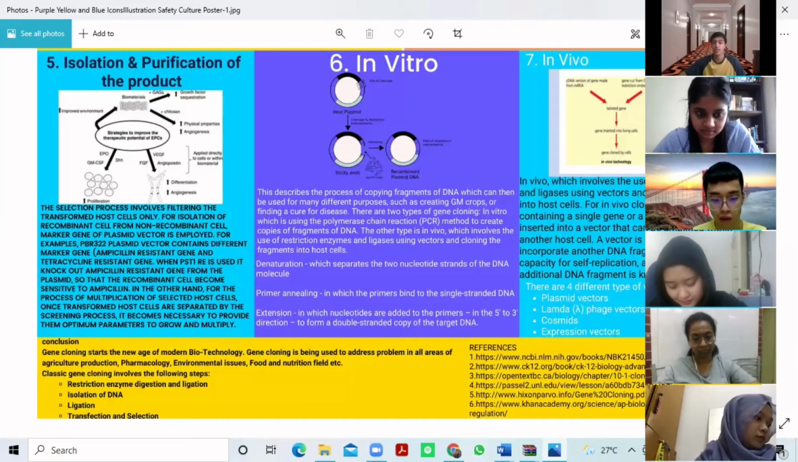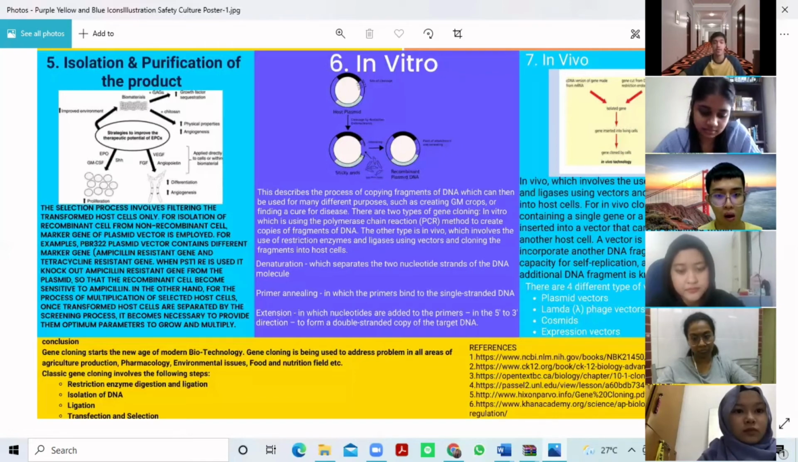This whole cycle involves the repetition of three main steps, which are firstly denaturation, which separates the two nucleotide strands of the DNA molecule. The second step is primer annealing, in which the primers bind to the single-stranded DNA. And the third one is extension, in which nucleotides are added to the primers in the 5' to 3' direction to form a double-stranded copy of the target DNA.